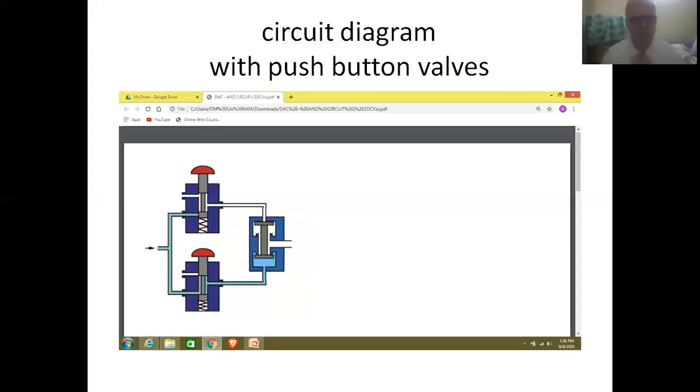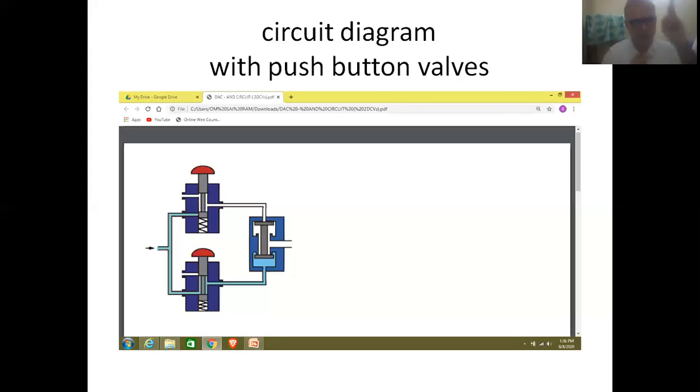So finally, in the first diagram, solenoids are used for operating valve elements. Therefore, they are called solenoid valves. And here, push buttons are arranged for operating valve elements. Therefore, they are referred to as push button valves. So, that is one of the differences.